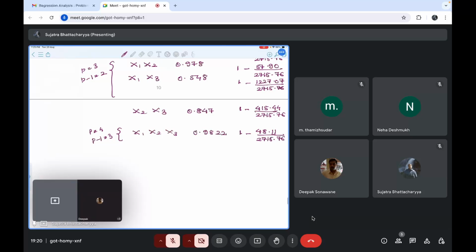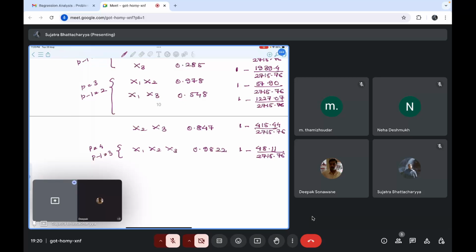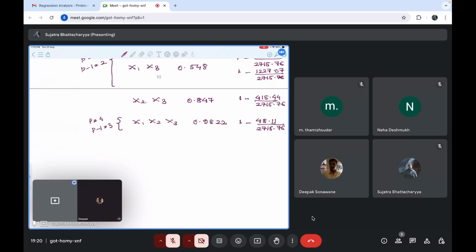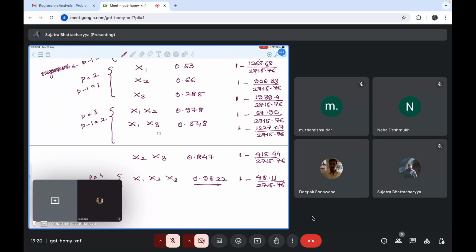This gives you 0.9822. Based on this, there are some options which are given. Of course, this is higher, and it will always be higher because X1, X2, X3, all variables are there. But the X1, X2 model will also be a very good model because it's 0.978, close to this. X1, X2 can explain almost all the variability related to this 0.982, which is explained by X1, X2, X3, the entire model.